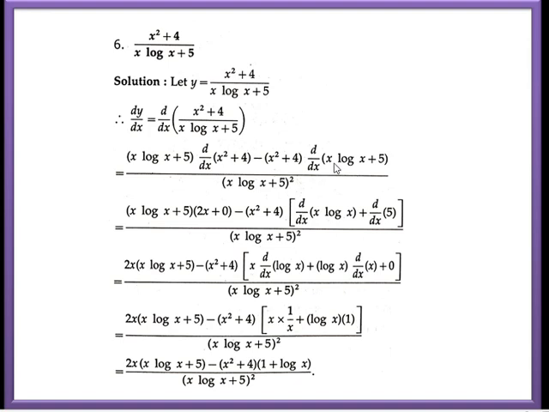Now note that here you have to use product rule. What is d/dx of x log x? x into derivative of log x plus log x into derivative of x. Now derivative of log x is 1 upon x plus log x into derivative of x, which is 1. Now derivative of 5 being a constant, 0. Now rearrange the terms. You will notice that final answer is this. So here you have to use both, initially quotient rule and then product rule.